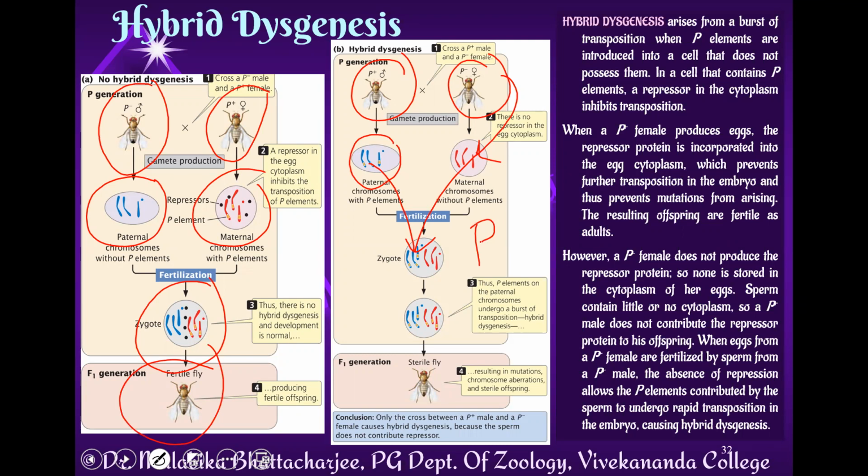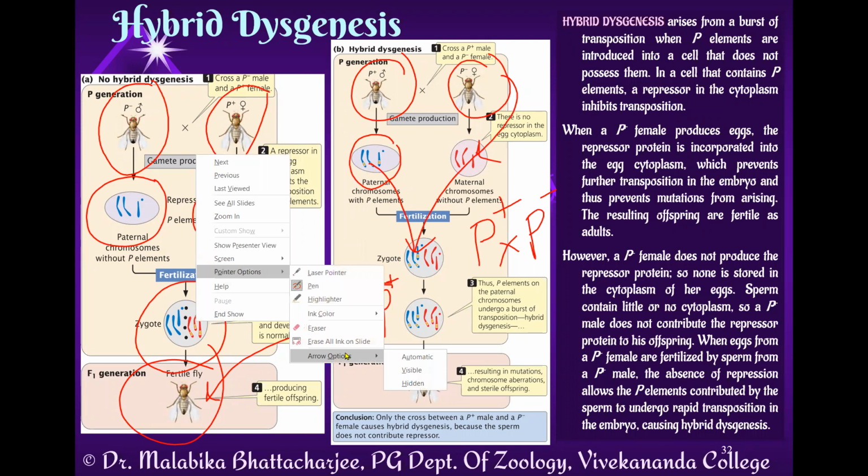So when do we get hybrid dysgenesis? Hybrid dysgenesis is only observed if a P plus male is mated with a P minus female. But if a P plus male is mated with a P plus female, both of them having the P elements, remember, the moment the female has a P element, repressor proteins are being produced. So this combination will also give rise to a normal fly.